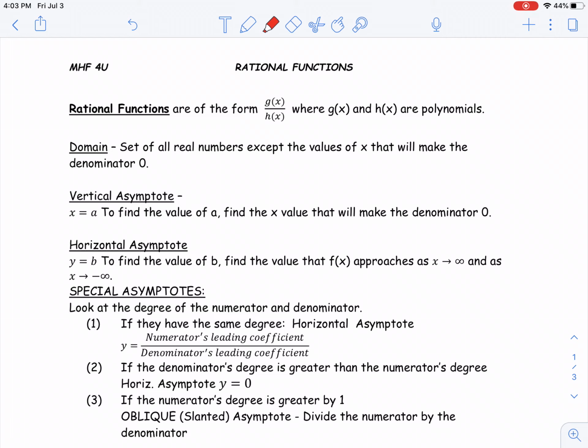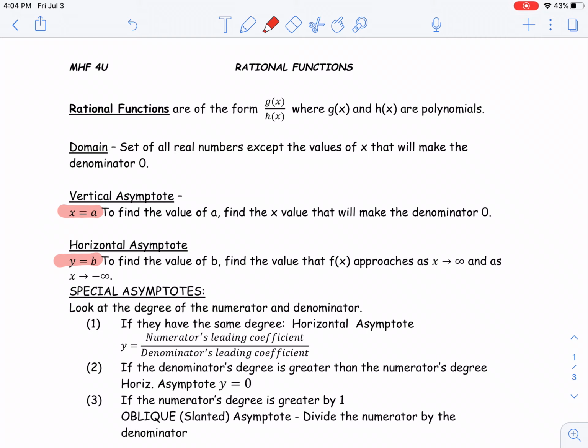So the domain is the set of real numbers except where these problem values happen, except for the values of x where the denominator would be 0. So vertical asymptotes are of the form x equals a, where a are the values that make the denominator 0. And horizontal asymptotes, y equals b, are horizontal lines where the function gets closer and closer. So the value of f at x approaches these values as x approaches infinity and as x approaches negative infinity.